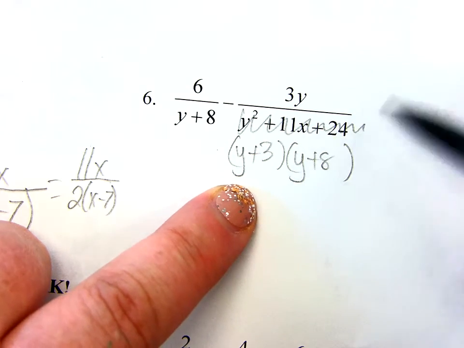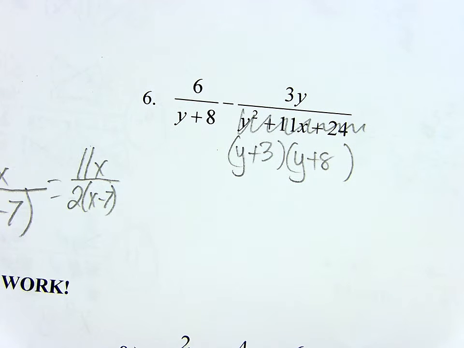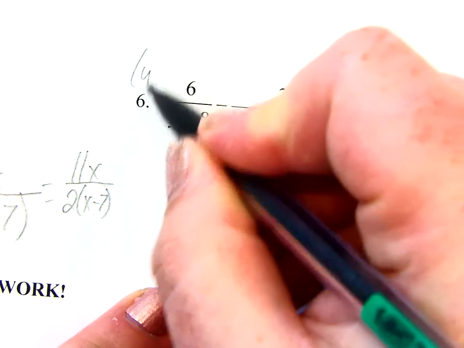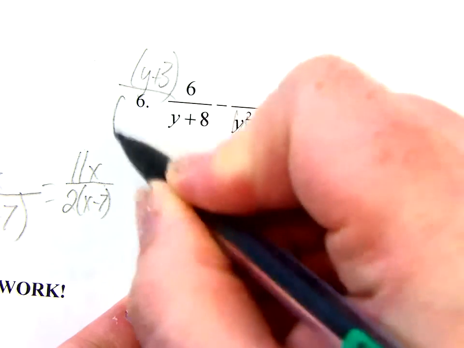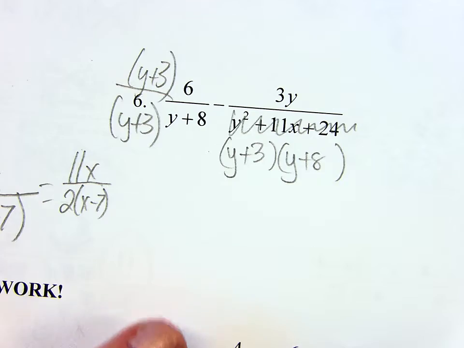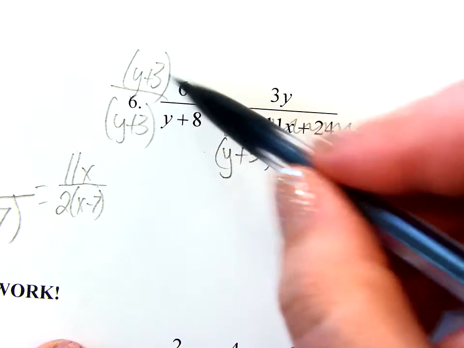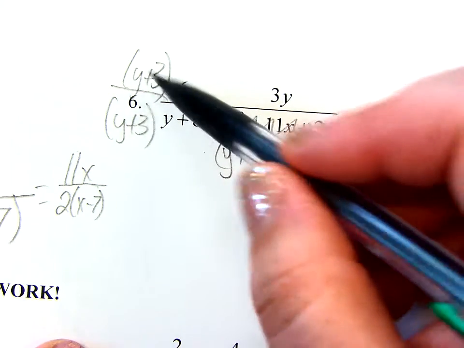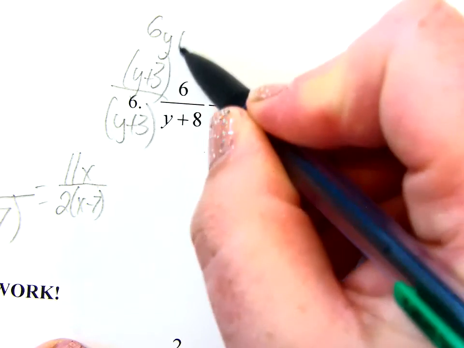So now I can see that the first fraction needs y plus 3 on top and bottom. So y plus 3 over y plus 3. Now, be careful, right? This numerator is now 6y plus 18.